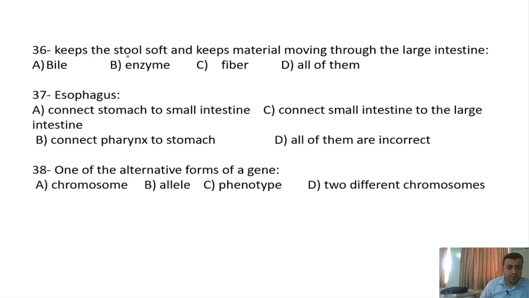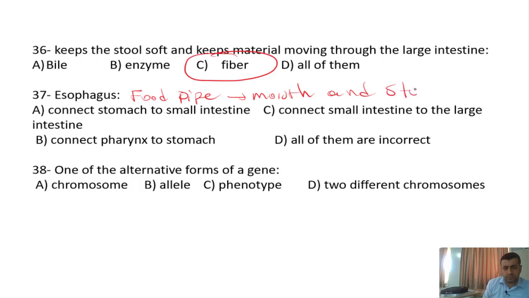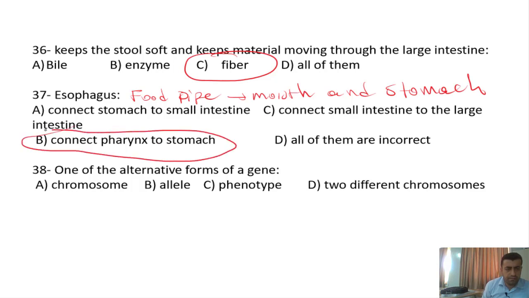Keep the stool soft and keeps material moving through the large intestine. It is going to be fiber. Esophagus, as it is the pipe, food pipe between mouth and stomach. So according to that, it will be B.